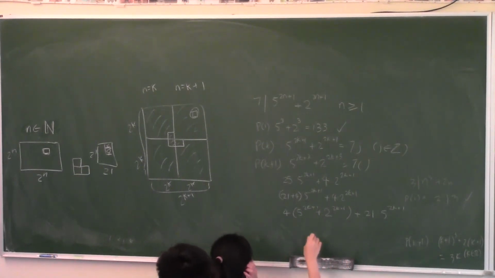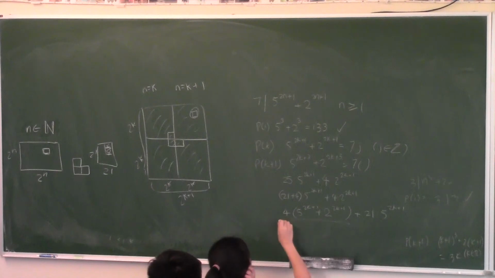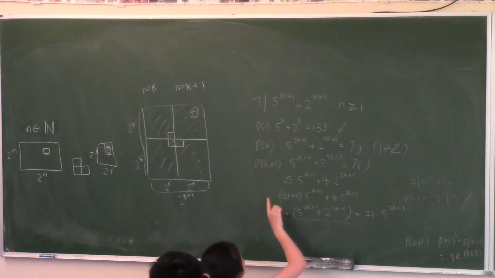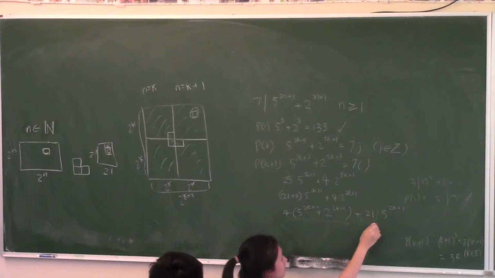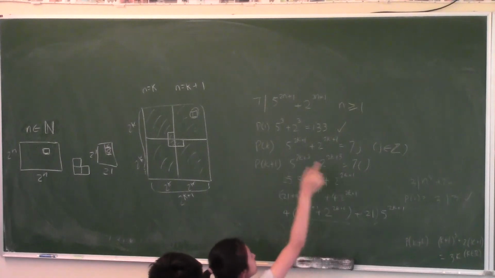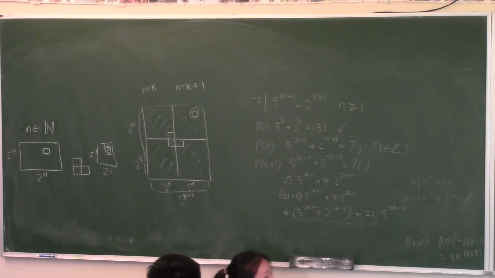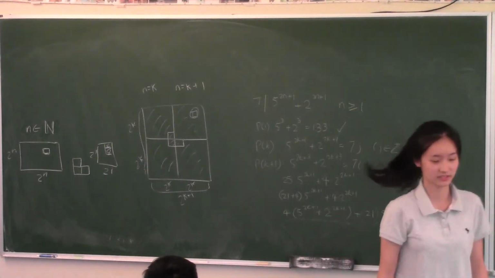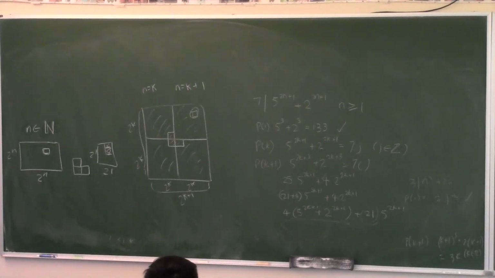And since we assume that P(k) is divisible by 7, then we also have 21 here, which is definitely divisible by 7, that's why this whole thing is divisible. Oh, that's nice. That's tricky. See, that's the kind you get in summer programs. It's just guess and check and divide it into 21 plus 4.